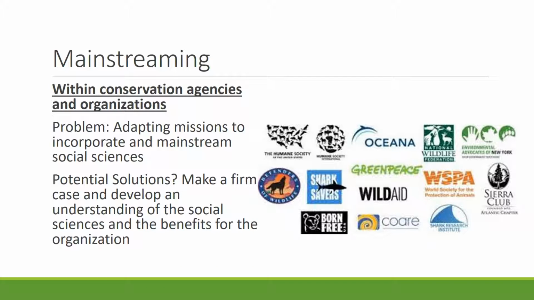We also need to mainstream within conservation agencies and organizations. The current problem we face is adapting missions to incorporate and mainstream social sciences. What is a solution? We can make a firm case and develop an understanding of the social sciences and the benefits for the organization. By doing this, you allow organizations and agencies to see the value in social science, and it'll allow them to be more willing to adapt their missions and incorporate it into their system.